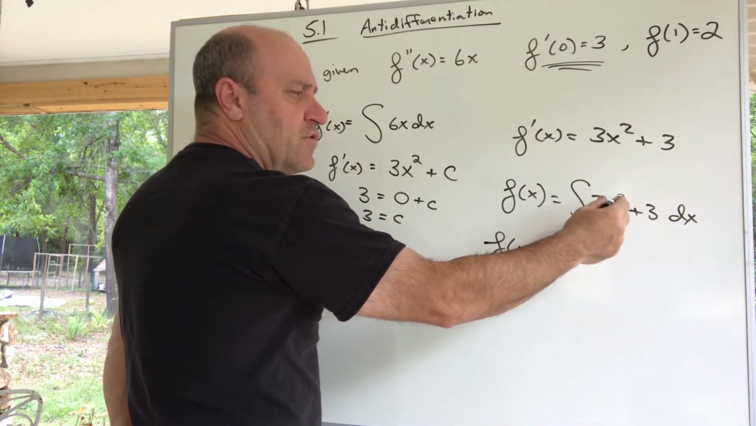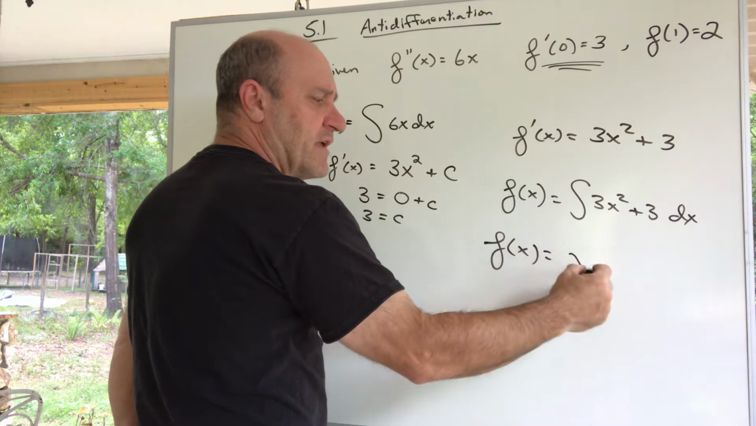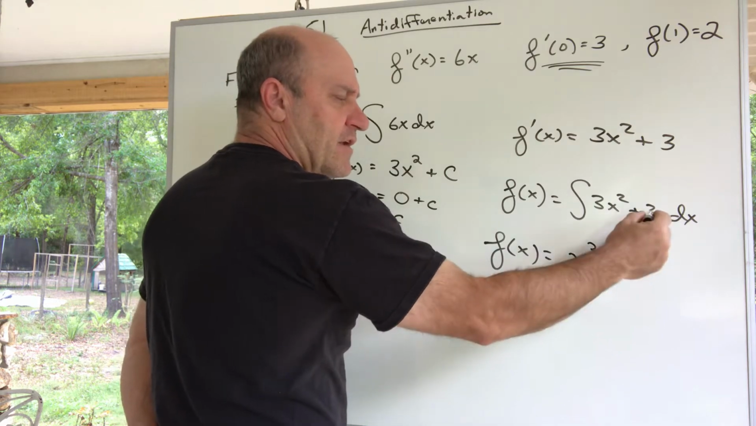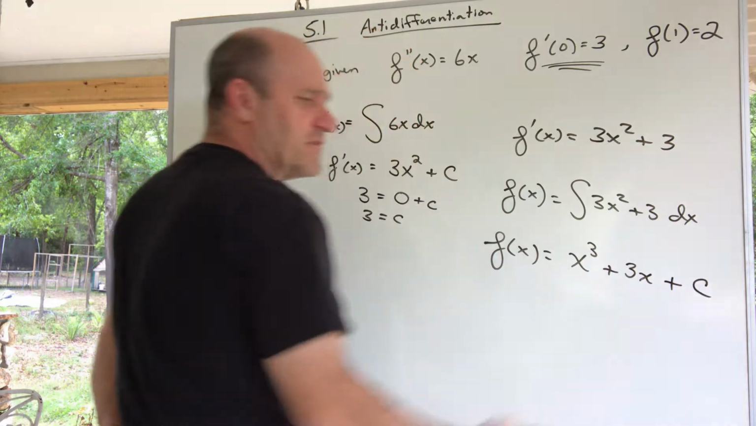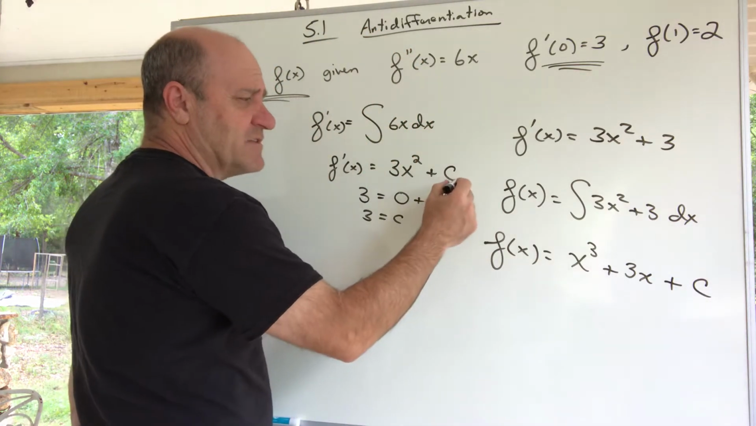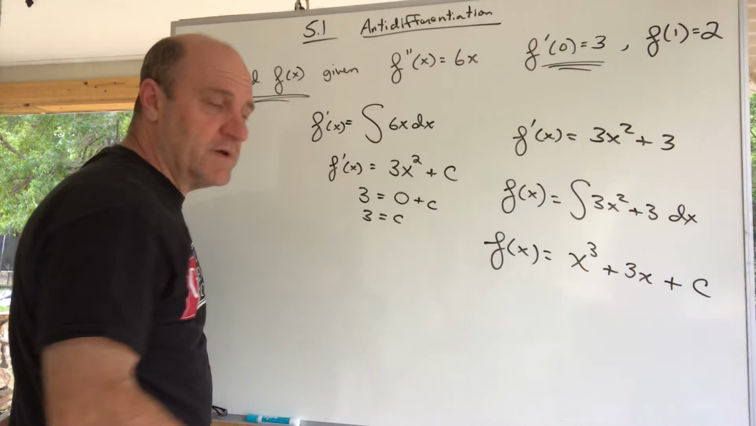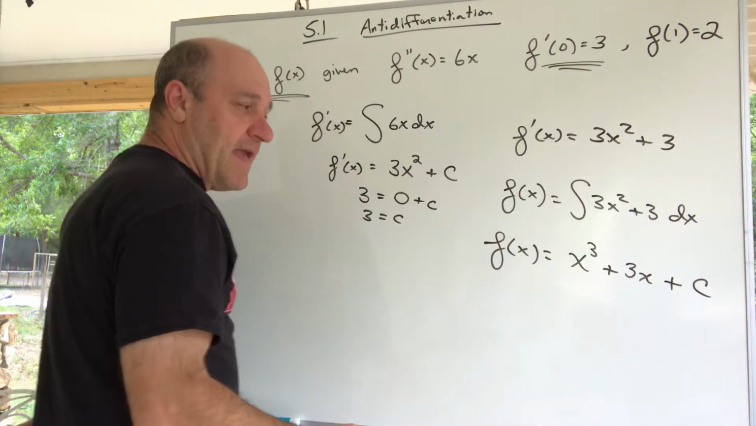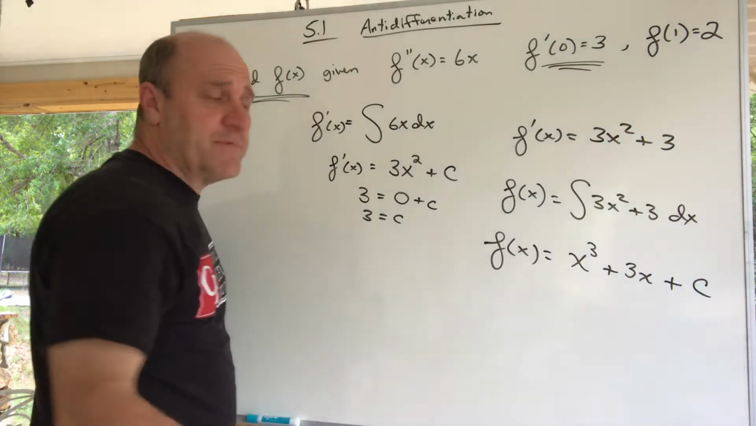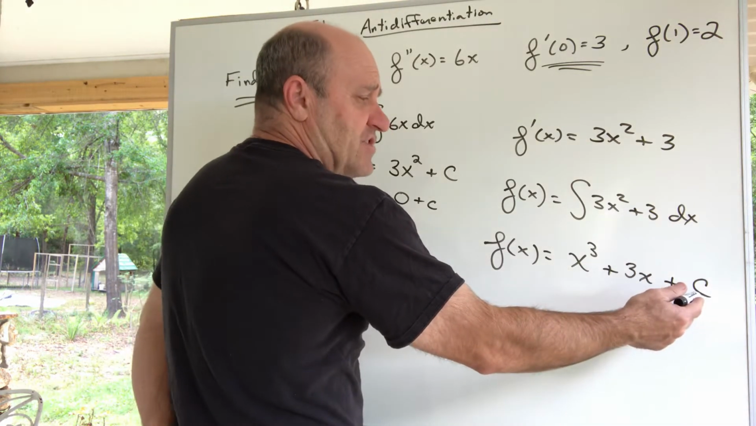Power rule, x cubed, divide by 3 will cancel, so I'll get an x cubed. Integrate that, it'll be a 3x. And then I'll get another c. This is a different c. Sometimes you might call that one c1, and now this one's c2. I think I can keep track. This is a different c. And I'm done. I got the function, except I got this general c.